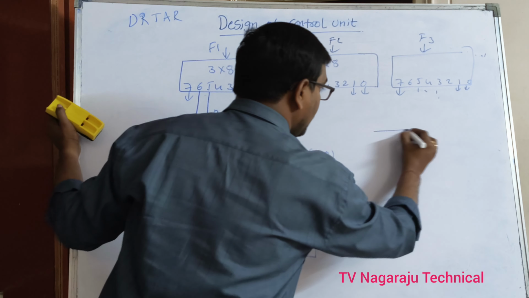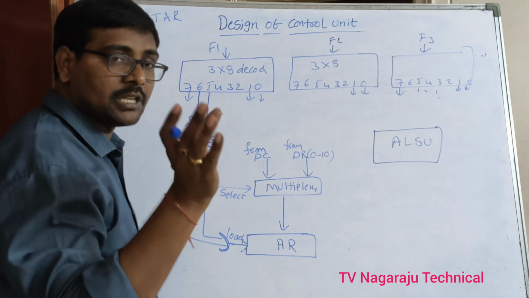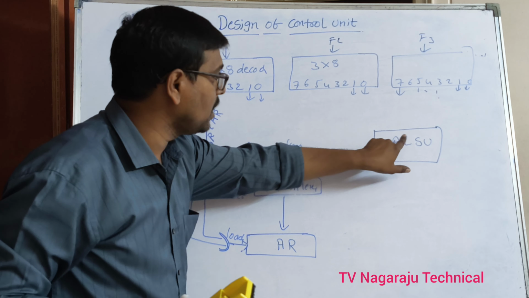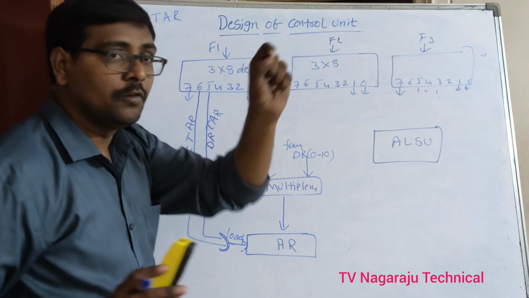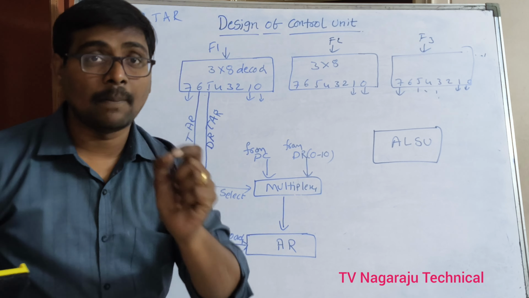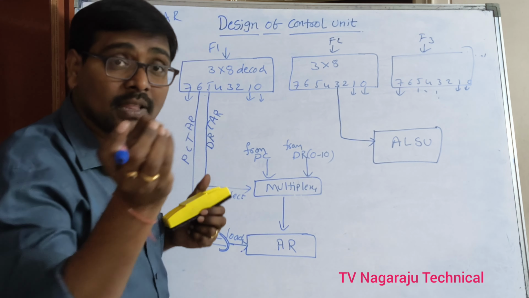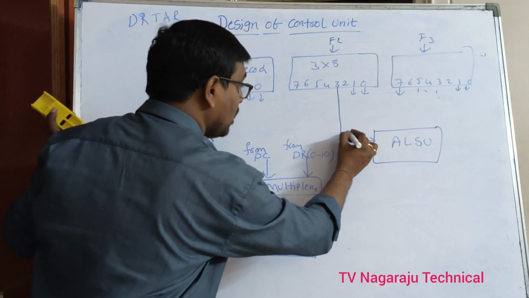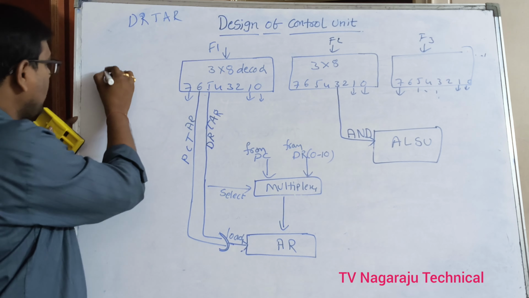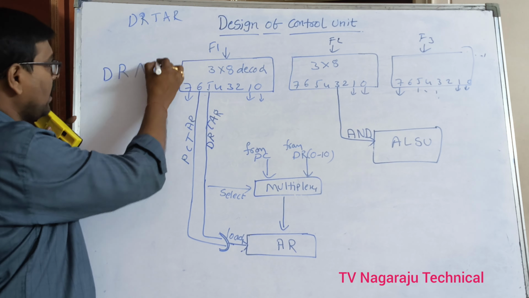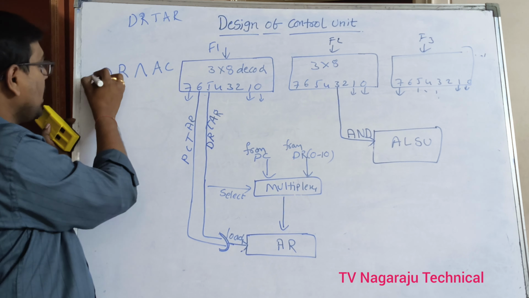Similarly, we are maintaining an arithmetic logic shift unit also. Instead of separate units to perform all the operations, we use the arithmetic logic shift unit. Generally F2 is used to perform logical operations. Whenever decoder output 3 is active, it performs the AND operation. The AND operation is performed between DR and AC.